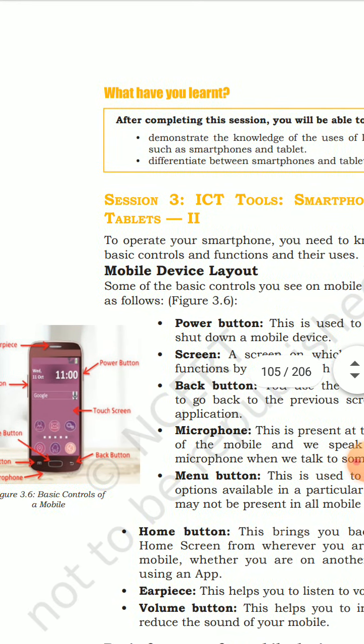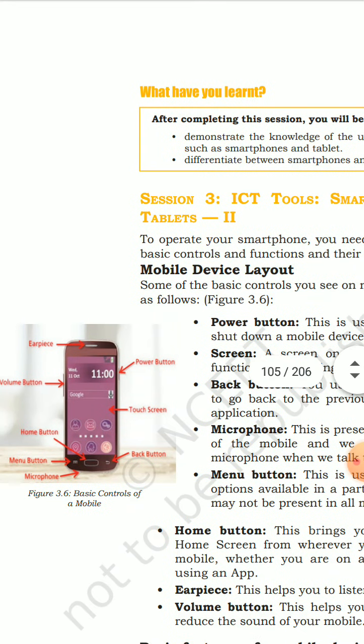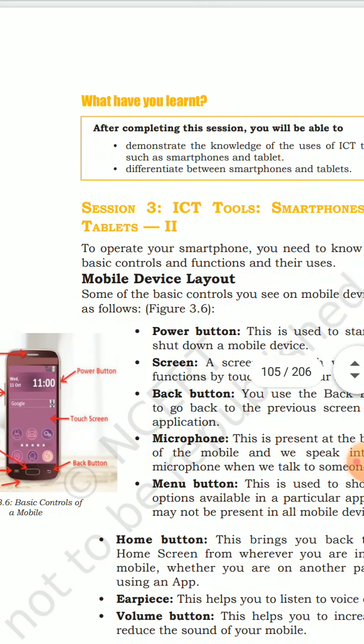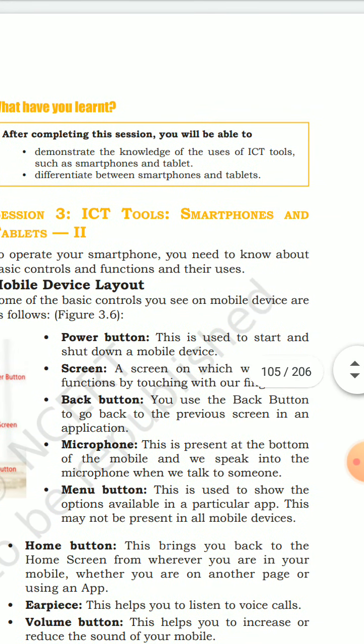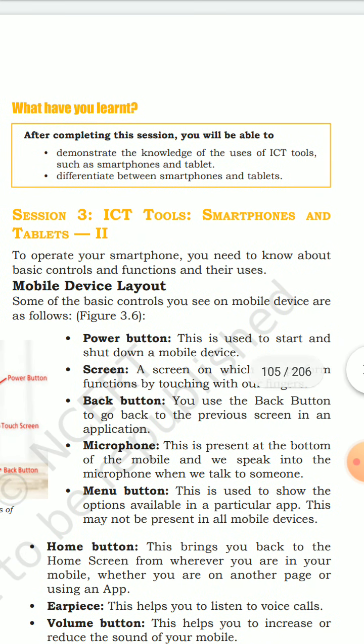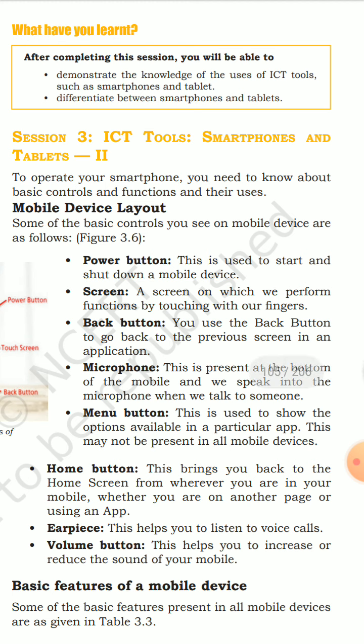First of all, we will talk about the power button. You can see this particular button. Every mobile phone contains this button. It is actually used to start and shut down a mobile phone device. Screen. A screen usually gives the output and lets the user perform functions by touching with their fingers.